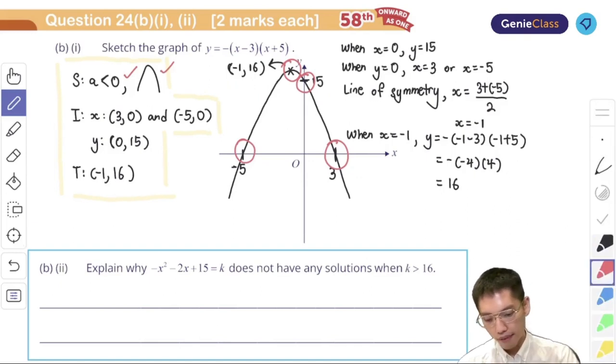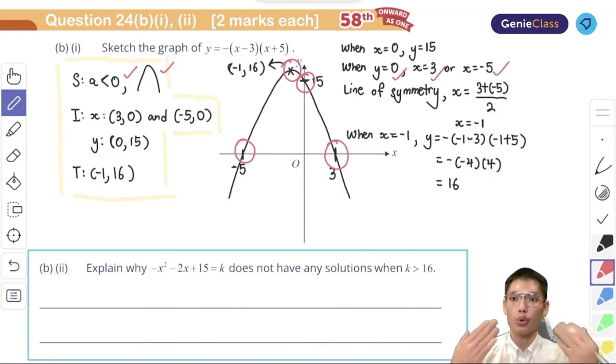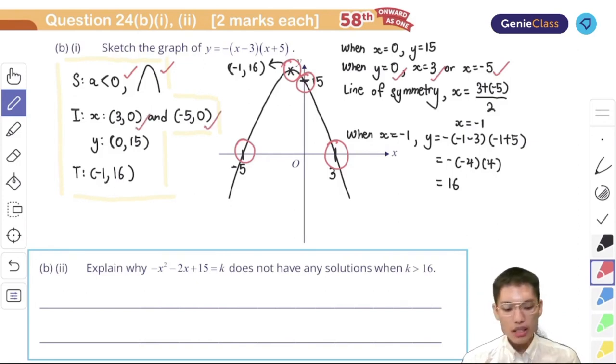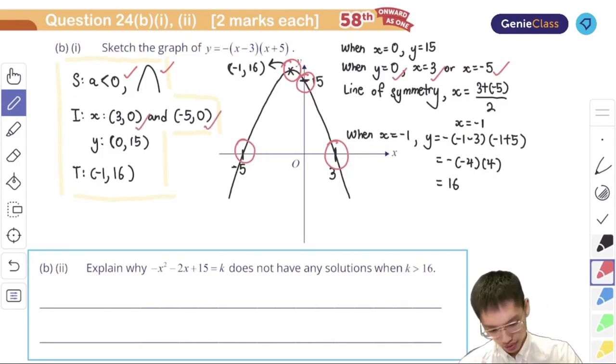Intercepts over here, how do I find? X-intercept when y is 0. That's how I find these 2 things over here. Okay, you can solve it by your quadratic equations. That's how I get my x-intercept. Y-intercept when x equals 0. That's how I get this point over here.